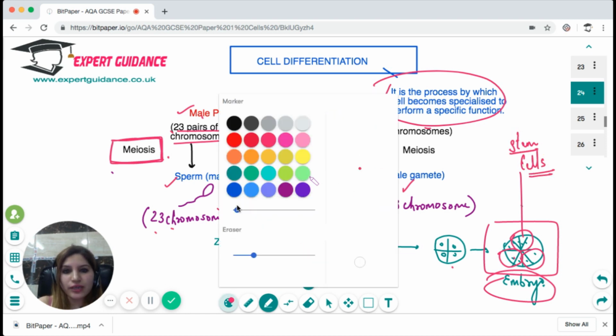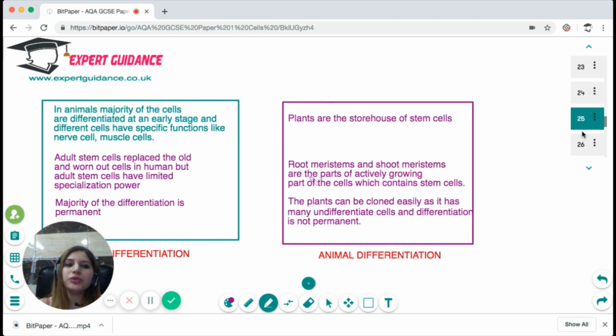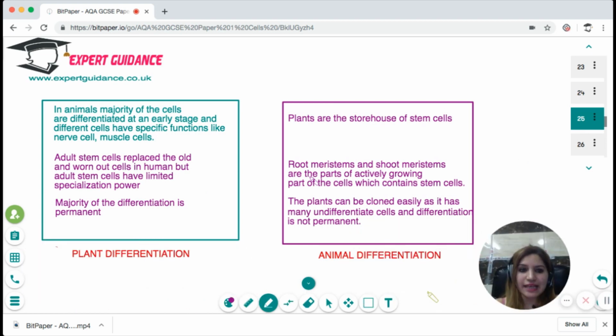Now, after this, the process of cell specialization happens, where the cell becomes specialized to perform a specific function. So some cells will specialize to form the circulatory system, some will specialize to form the digestive system, and they will give rise to a whole new organism. In a plant, the majority of the cells are stores of stem cells. The root meristem and shoot meristem are the actively growing parts which contain the stem cells. We can take those and make a new plant. A plant can be grown easily because the majority of its parts are not differentiated, and for the ones which are differentiated, their differentiation is not permanent. So it can be reversed.